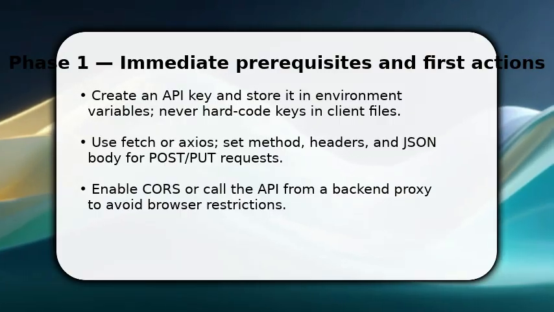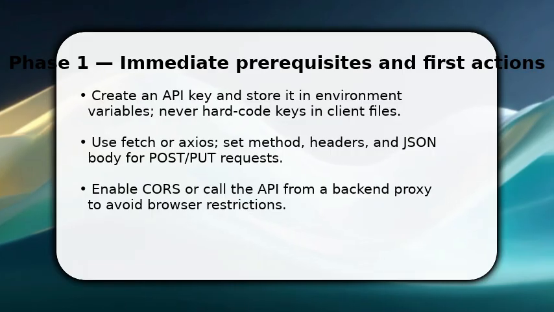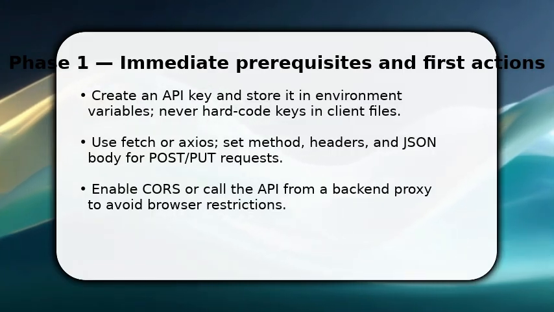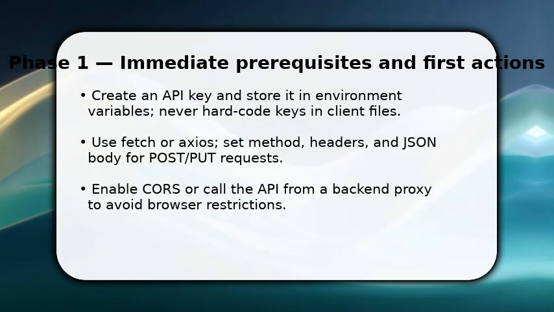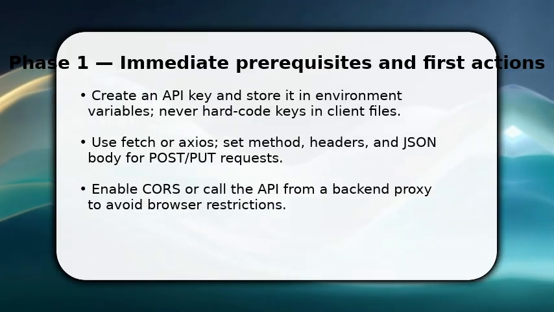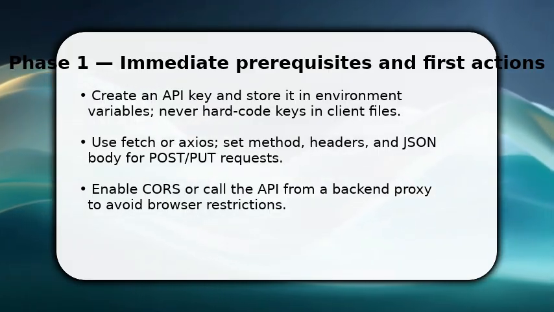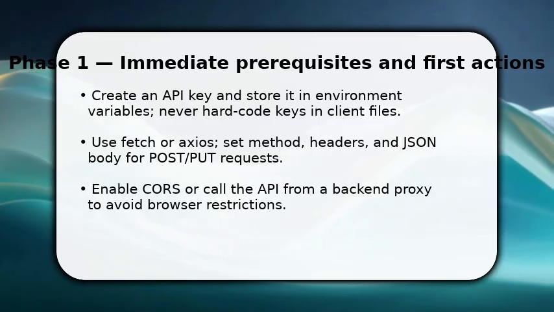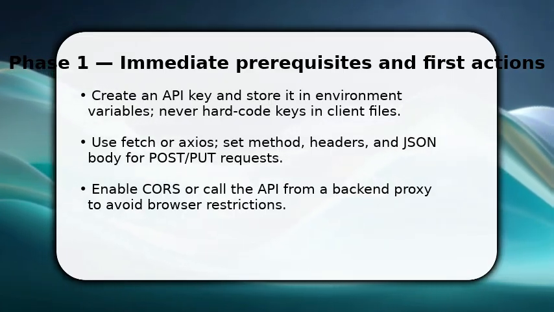You begin by securing credentials and choosing a request library. Set your API key and process.env or a secrets manager, do not commit it. Next, create a minimal fetch call, define URL, method, headers including authorization, and JSON body.